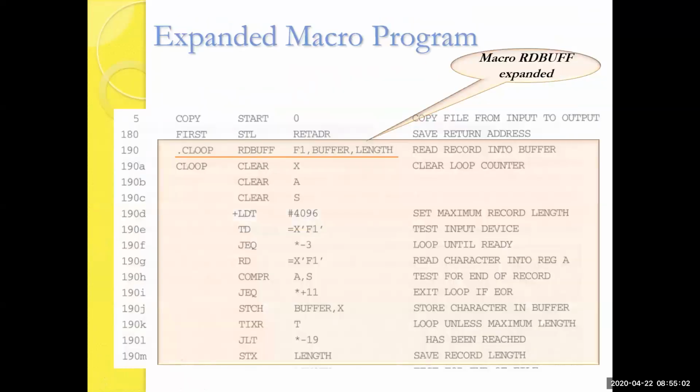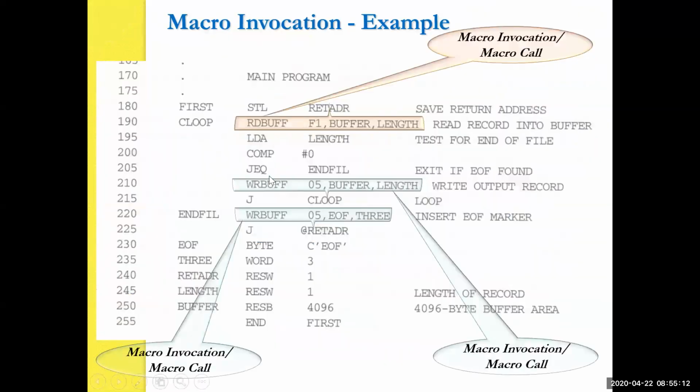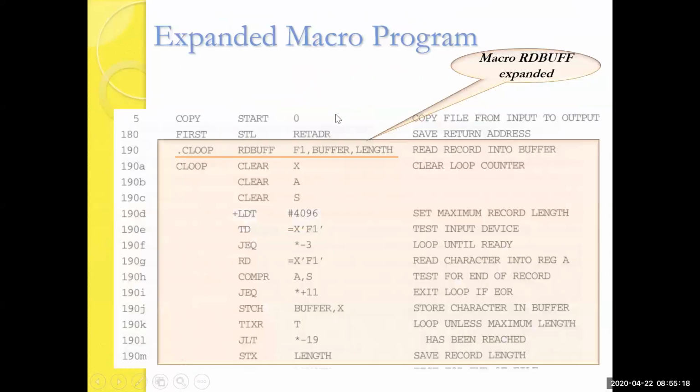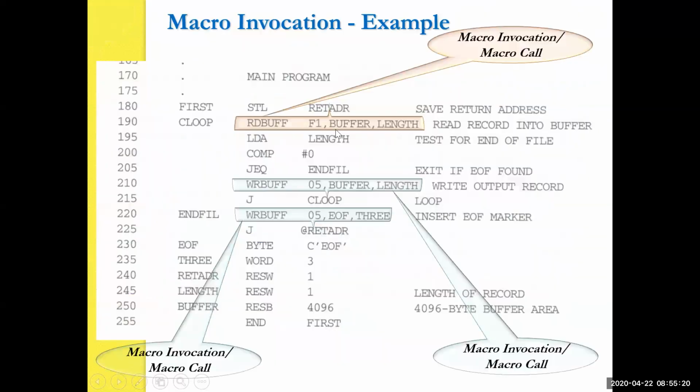So this is an expanded version of the source program. You can go through the slide and see how the expansion takes place. So just getting back, this is the first instruction after the macros are defined. FIRST STL RETADR, which is generated in the expanded file. Following that, we have a macro call, namely RDBUFF, F1, BUFFER, and LENGTH.